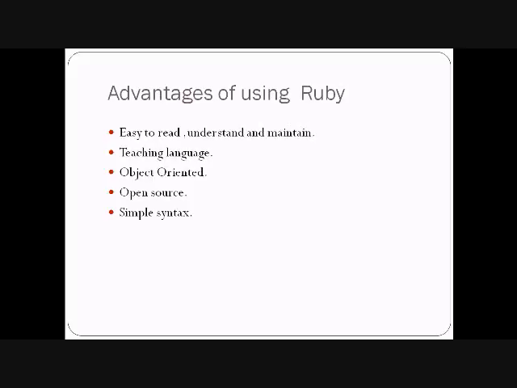The major advantages of Ruby on Rails. The first one is Ruby code is easy to read and understand as well as maintain. It is best suited for beginner programmers as the language is much easier than PHP or Java, for example. It is a fully object-oriented programming language. The fourth point is that Ruby on Rails is open source. This means that it can be used for free, and easily improved and modified. Ruby has a simple syntax close to natural language.